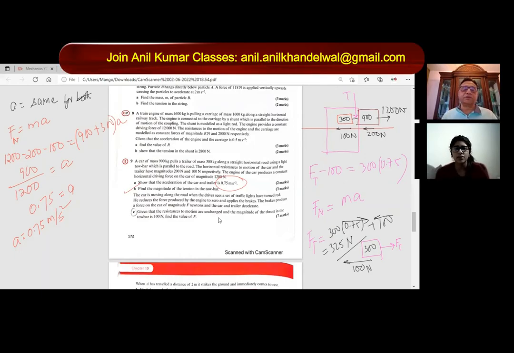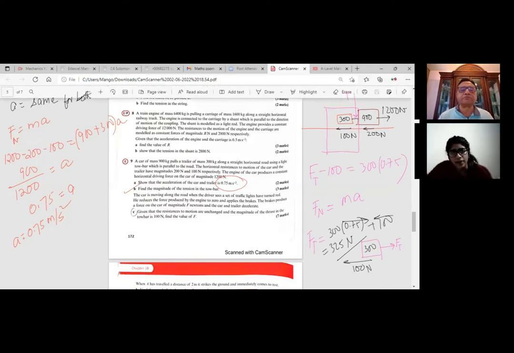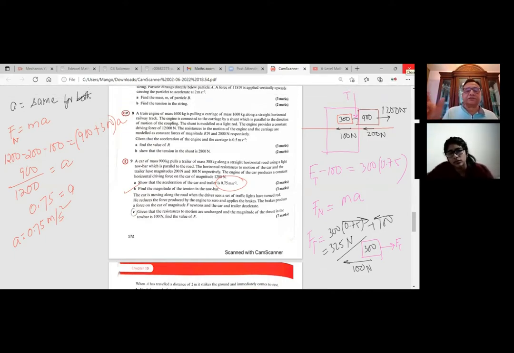The main issue for me with this question was when it said a force on the car of magnitude F. What does that mean on the car? Is it working this way or that way? Okay, so the car is the 900 kg, and the engine is driving the whole thing, right? So a car of 900 kg, that means that engine which is driving, right?